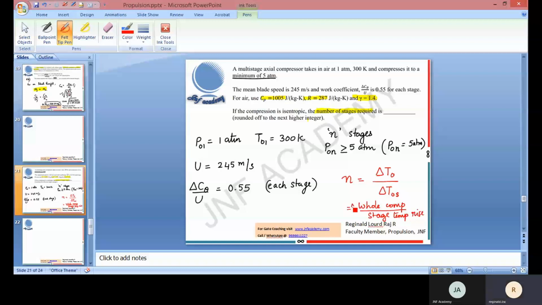Right. So delta T for the whole compressor divided by the stage temperature rise, that will be the number of stages. Again, this comes from the TS diagram. If you draw a TS diagram, you'll know that the total stagnation temperature rise is equal to the sum of the stage stagnation temperature rises. So that is the idea behind this formula. Again, it's a very standard question from axial compressor, so I'm expecting that you will remember this formula.